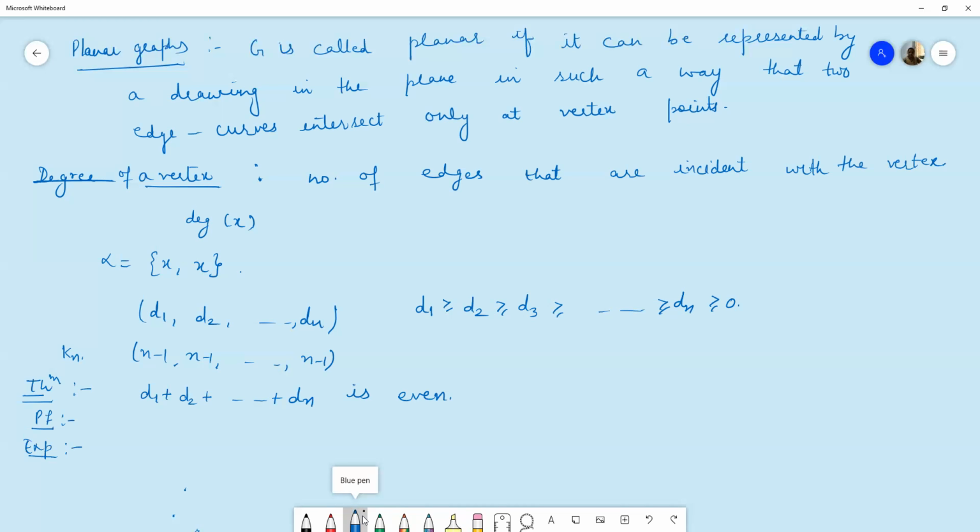So we get a multigraph, and to this multigraph we apply this theorem: d1 plus d2 up to dn is even. Now, the number of guests who have shaken hands an odd number of times will, by this theorem, be even.